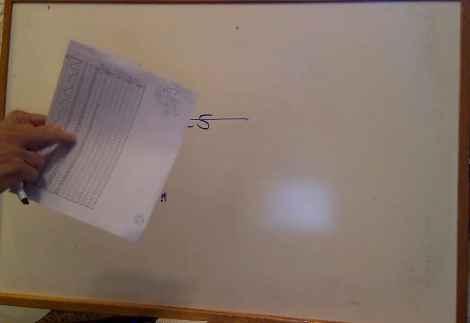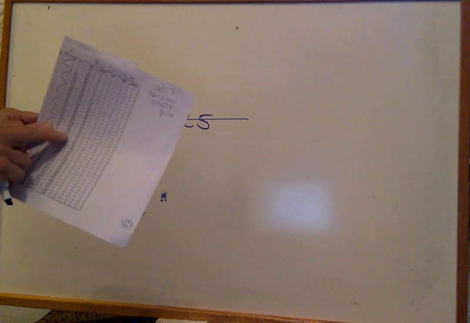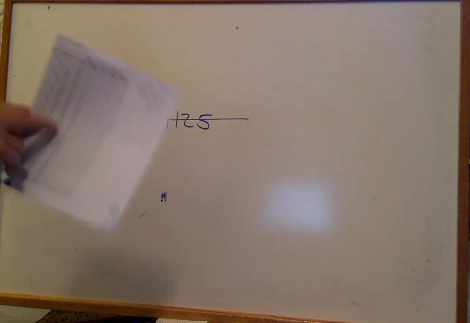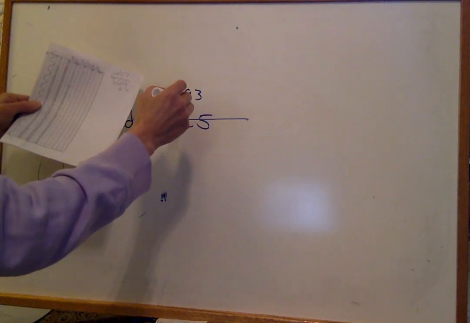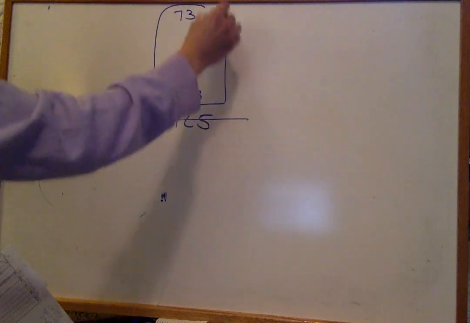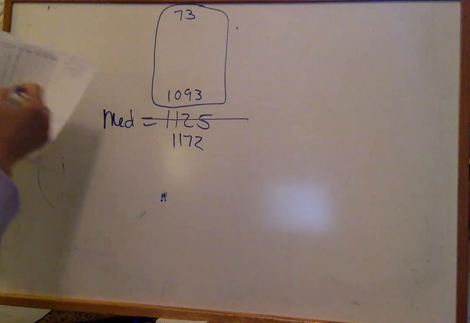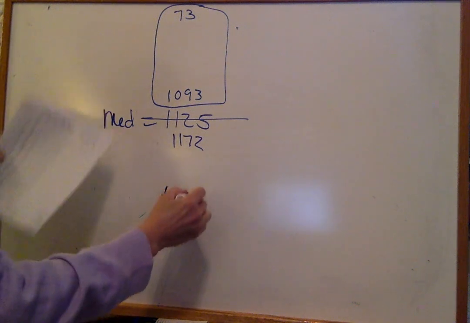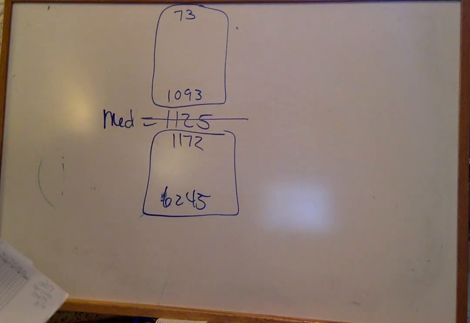1125 is not part of the lower half now. It is not part of the upper half now. So don't include the 1125 when you start to look at the 1093 to the 73. This is now the lower half. This is now the upper half.